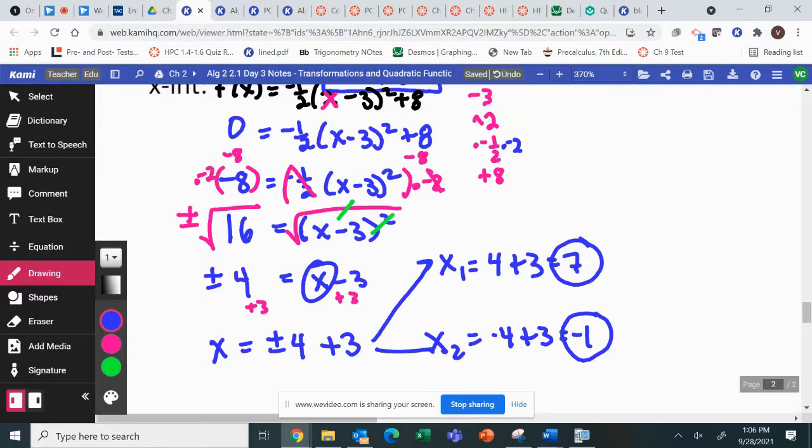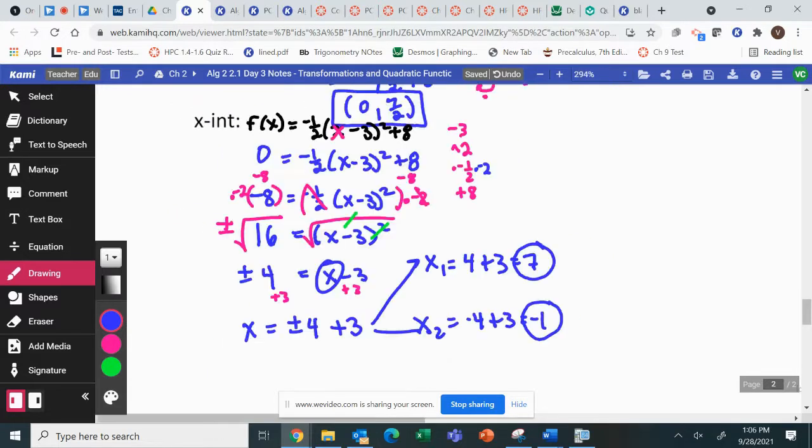Okay, so there are 2 x-intercepts. So I'm going to have 2 completely different ordered pairs. What did we put in for y? The original thing we did. We put 0 in for y. So in both of my ordered pairs, y is 0. So I've got 2 ordered pairs.